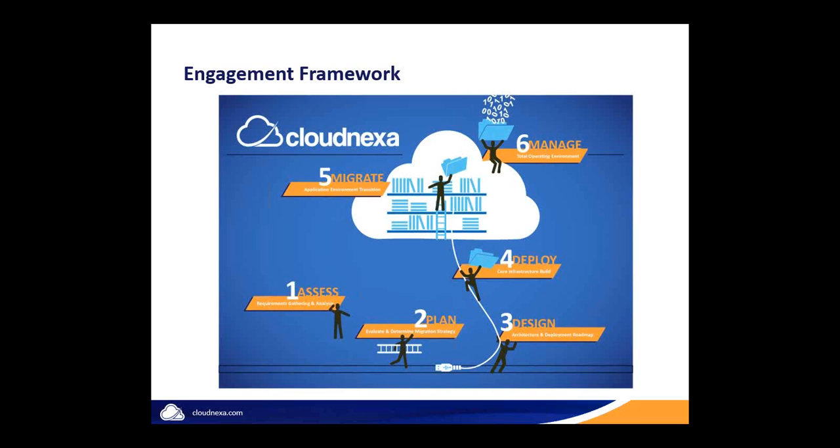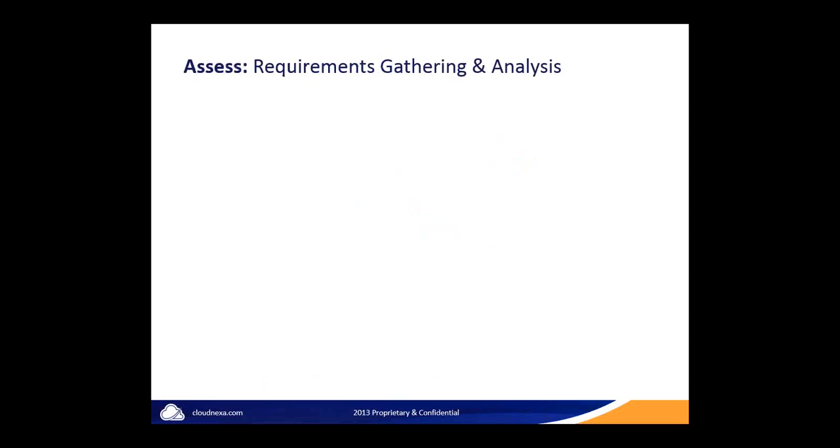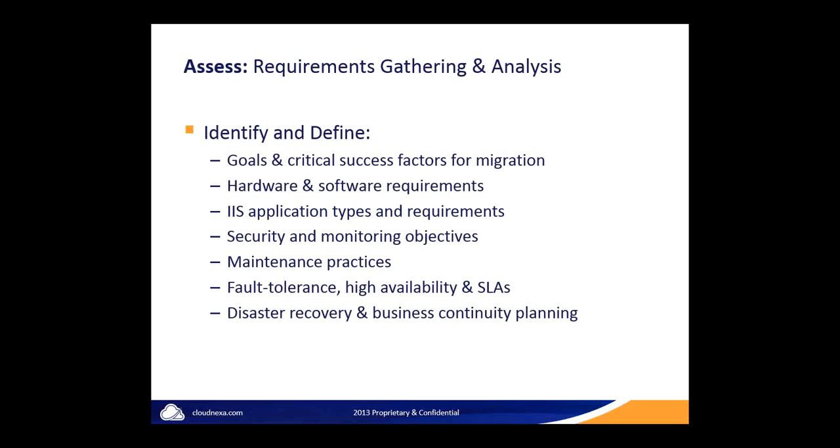A .NET migration project can be broken down into a number of phases. This slide shows Cloud Nexus Customer Engagement Framework. This is essentially the end-to-end process that we would go through with the customer. It's a model consisting of the following 6 stages: assess, plan, design, deploy, migrate, and manage. In this particular case, we're going to use this framework to address the .NET application migration and upgrade project.